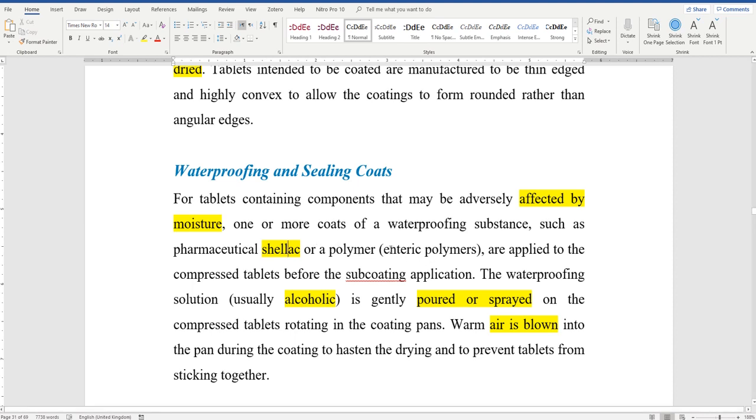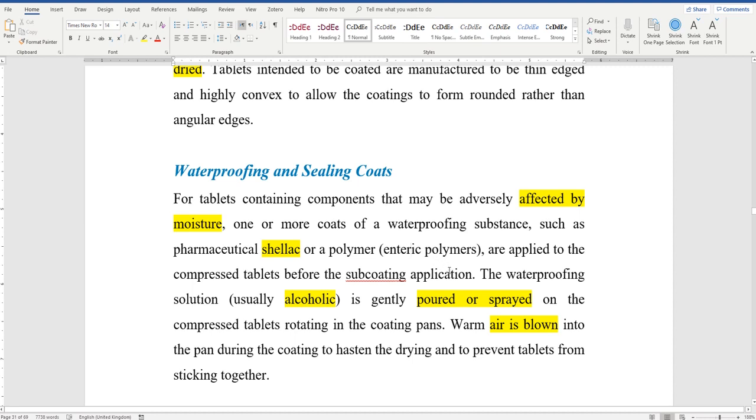Otherwise we might apply enteric polymer. If you remember enteric polymer, like for example polyvinyl acetate phthalate, cellulose acetate phthalate, and hydroxypropyl methyl cellulose acetate phthalate, sorry. So we have different enteric polymers. In case we need to use them, whether shellac or the enteric polymer, this is very important, they must be in very small quantities, just sufficient to prevent water from getting inside the tablet, just enough. It will be very thin.